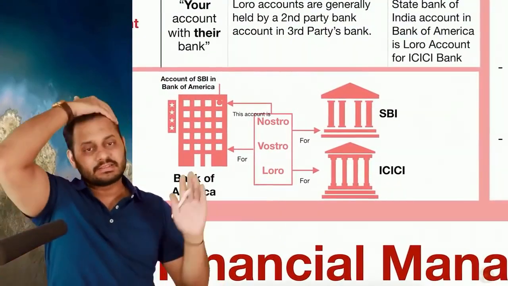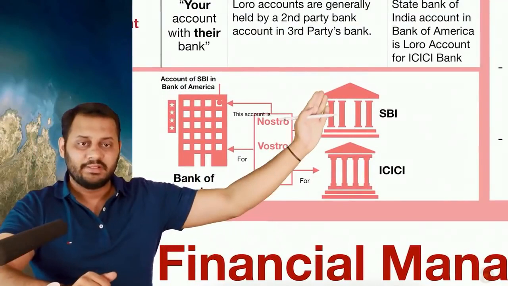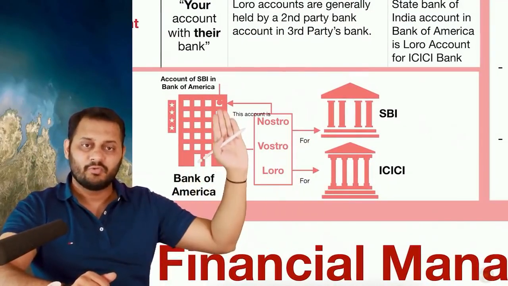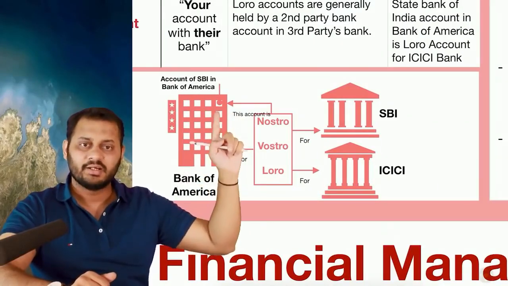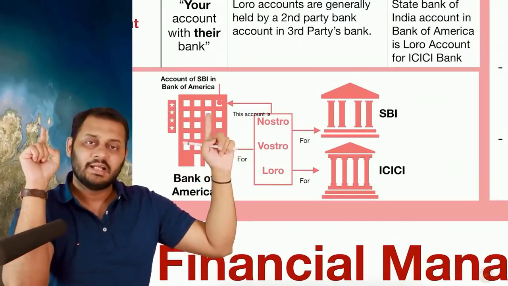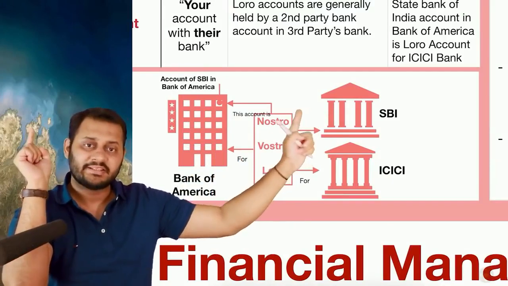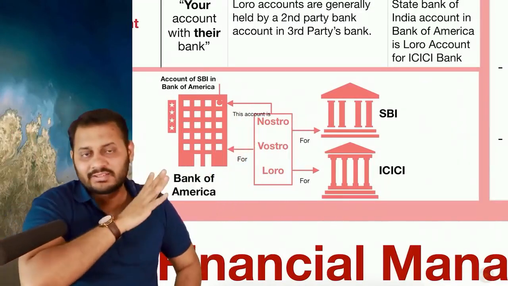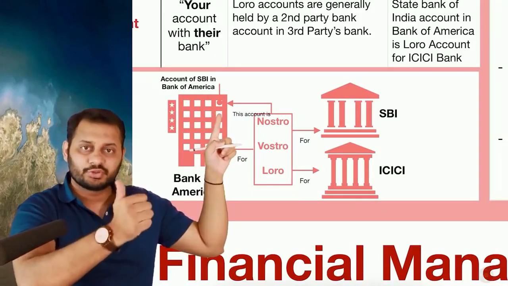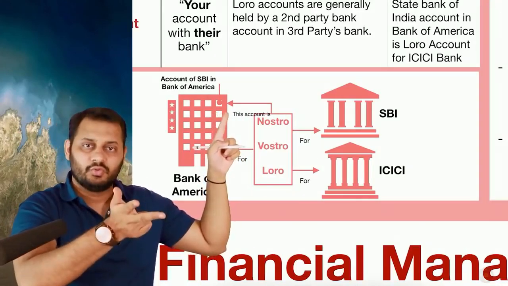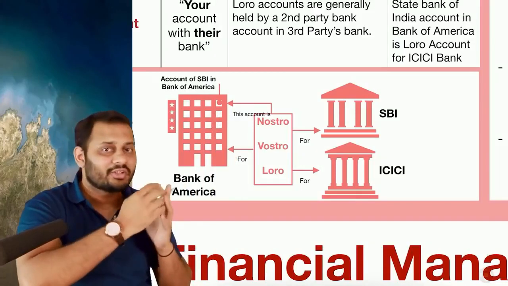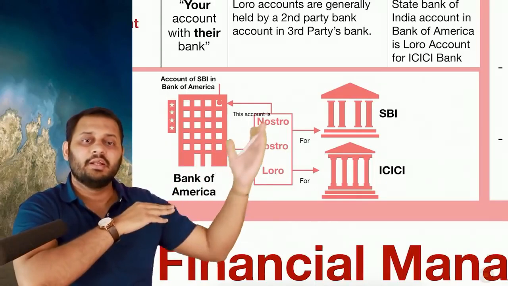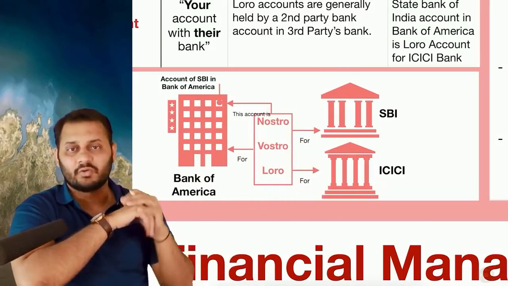Let's take three banks. This is Bank of America, SBI Bank and ICICI Bank. And let's say Bank of America has an account here. In Bank of America, there is one account, and this account is of SBI. SBI opened an account here. First thing you need to understand is this account can be nostro, vostro and loro. So nostro, vostro, loro are not three different accounts. They are the names depending upon which party is using this account.